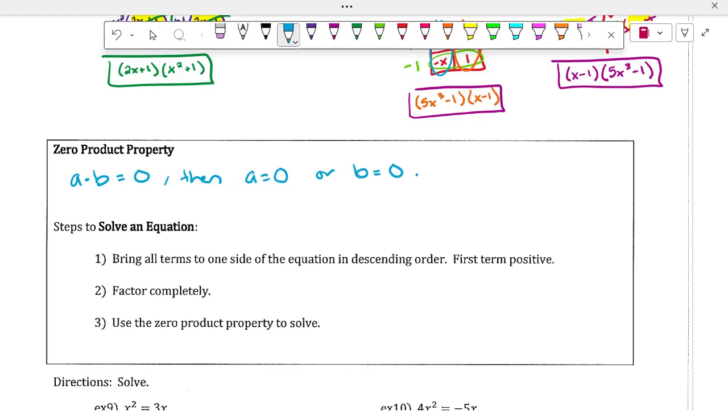Any number times 0 is 0. So at least one of these terms has to be 0. We just don't know which one. That property is the reason why, when we solve by factoring, we set both factors equal to 0. Because when we solve a quadratic, we have to set it equal to 0, because remember, we're going for the x-intercepts, so the y has to be 0.